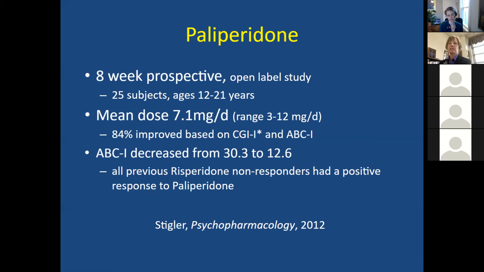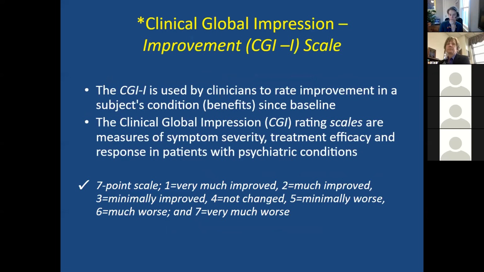What was remarkable is that this medication was shown to be helpful even in risperidone non-responders. As effective as risperidone is, this medication can work even when that one does not in many cases. Next slide. We'll skip the Clinical Global Impression of Improvement scale, but this is a clinician instrument that can help gauge treatment response. I just wanted to mention that.